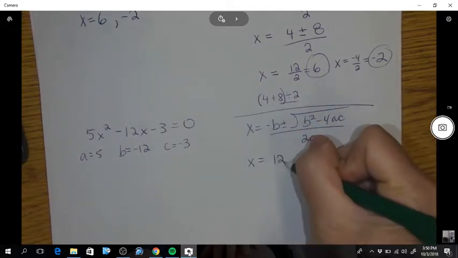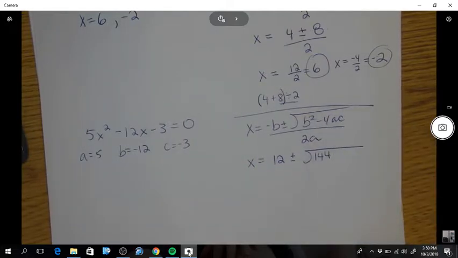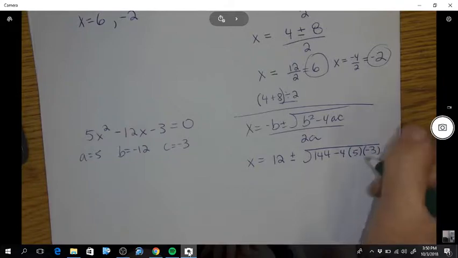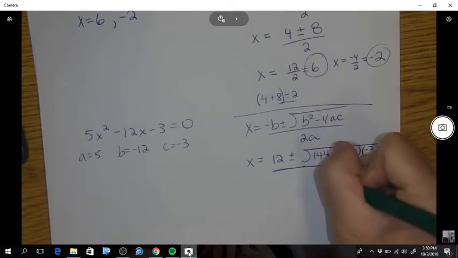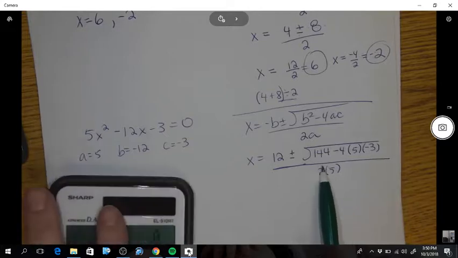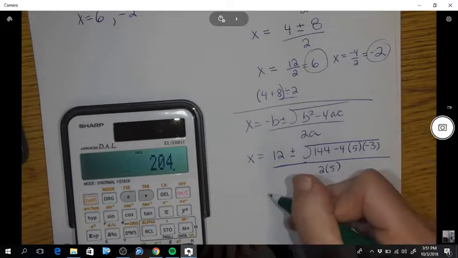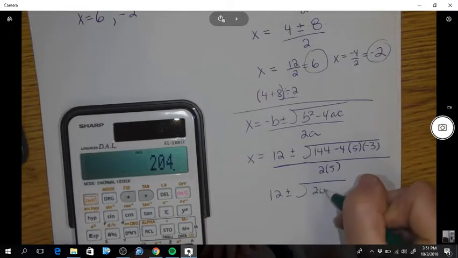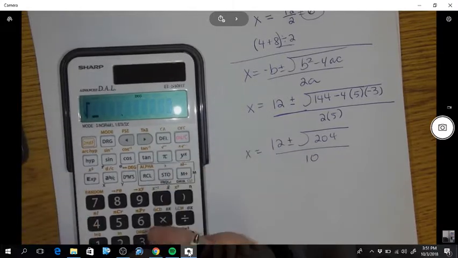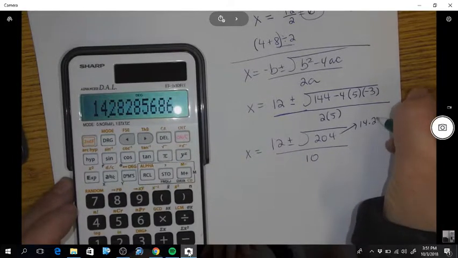So opposite of b is positive 12 plus or minus the square root of, like I told you, I like to just go right into the squared, 144, minus 4 times my a times my c. All of that is over 2 times a. So first step would be 144 minus 4 times 5 times negative 3. So 12 plus or minus the square root of 204 all over 10. Then, what is the square root of 204? 14.28.